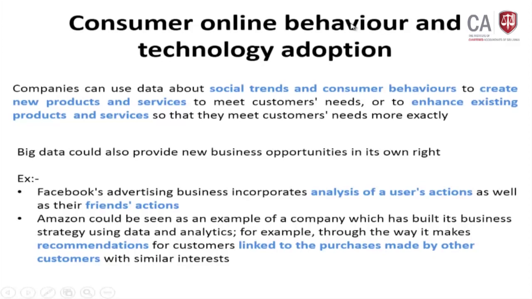So the customers can feed some information as recommendations, and also customers are linked to the purchases made by other customers with similar interests. So there are different ways of recommending, and also linking to other purchases and friend actions, such as posting on Facebook as advertising tools, and those are the consumer behavior on online platforms. All this happens because of technology involvement.